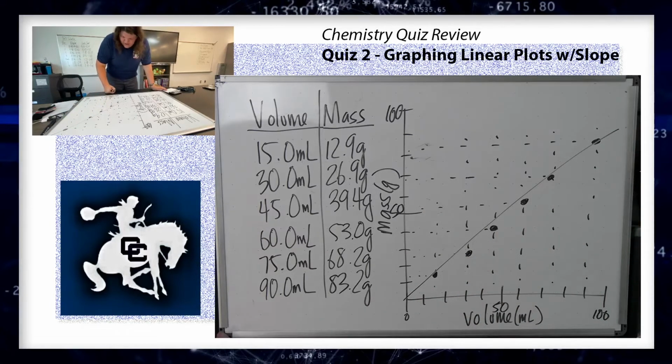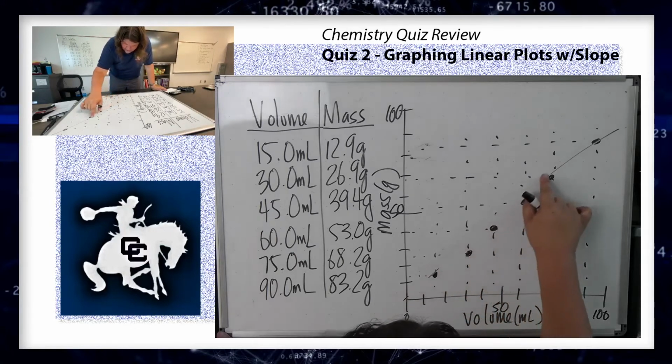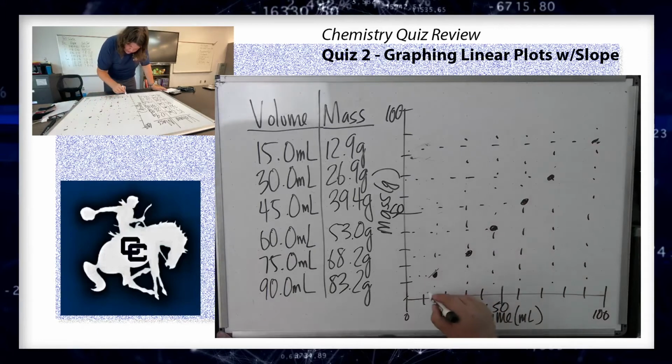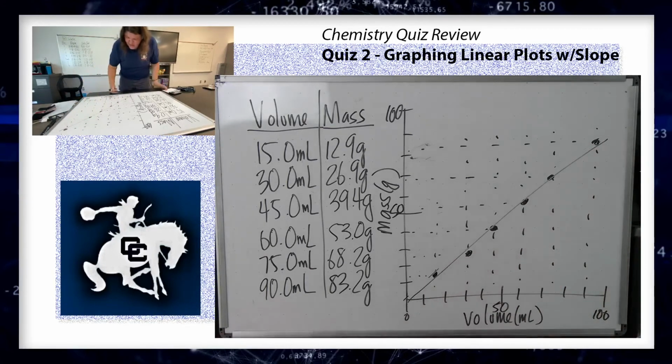Now, is that perfect? Maybe, maybe not. In fact, it may be better to draw the line a little bit closer this way, like that. The point is, the line doesn't have to be perfect as long as it goes to the average of the points. Now, I want to pick 2 points from this graph to actually do my slope.